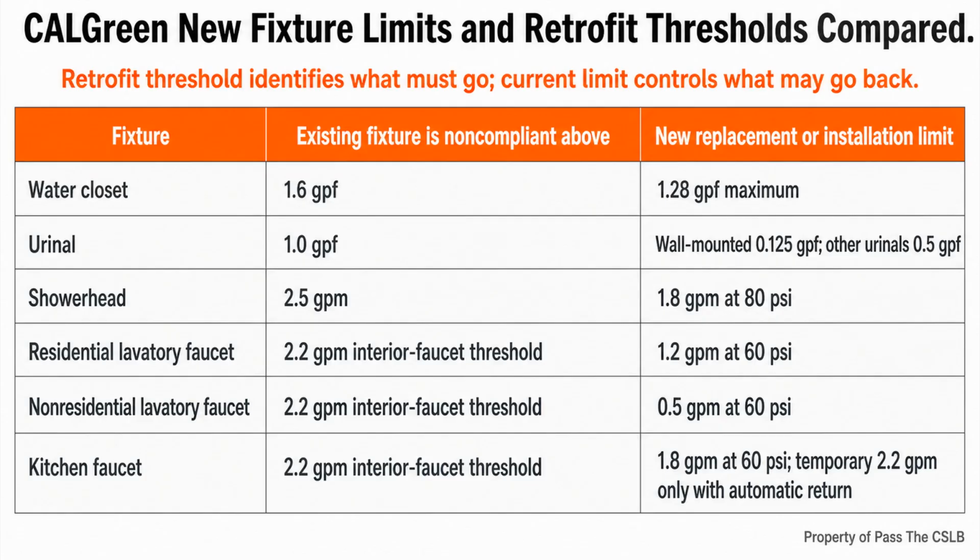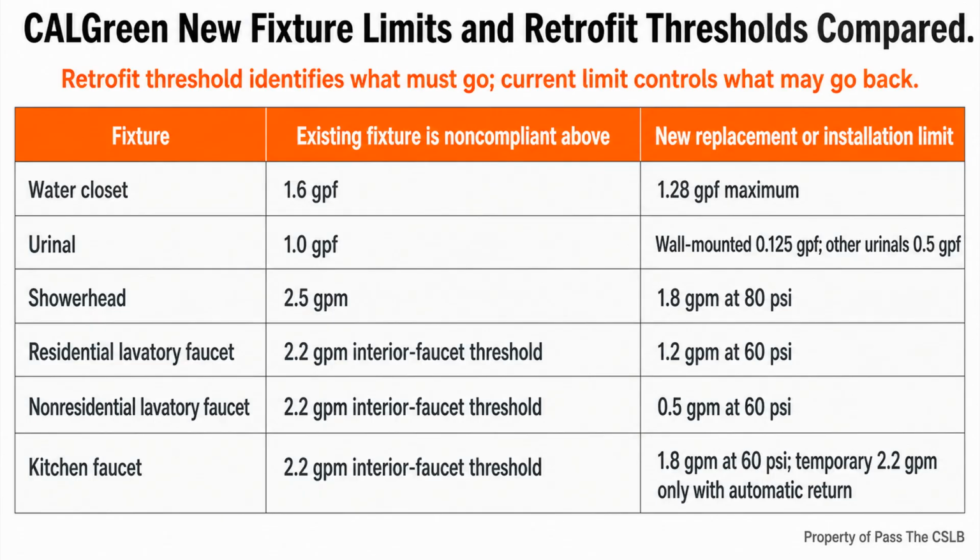The retrofit rules create the most important distinction in the episode. The definition of an existing non-compliant fixture is not the same as the specification for the new replacement fixture. Under California Civil Code Section 1101, a non-compliant plumbing fixture includes a toilet using more than 1.6 gallons per flush, a urinal using more than 1 gallon per flush, a showerhead flowing at more than 2.5 gallons per minute, or an interior faucet flowing at more than 2.2 gallons per minute. Those values identify existing fixtures that cross the statutory threshold.